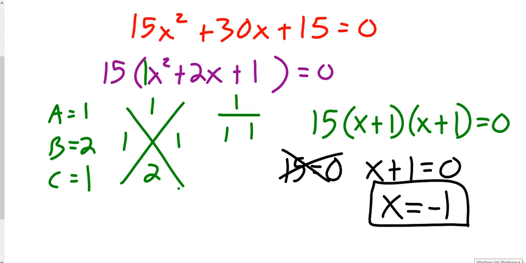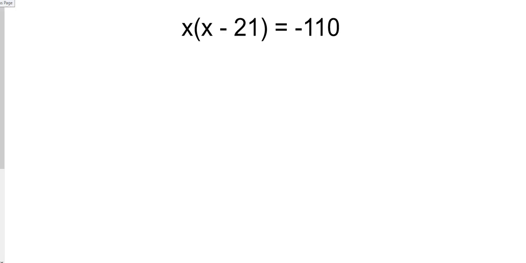So if you have two parentheses that are the same, you really only have to do one of them, because if you did the second one, you're going to get the same answer anyway. All right. So from here, I got about 2 more left. So here, we're definitely not equal to 0.